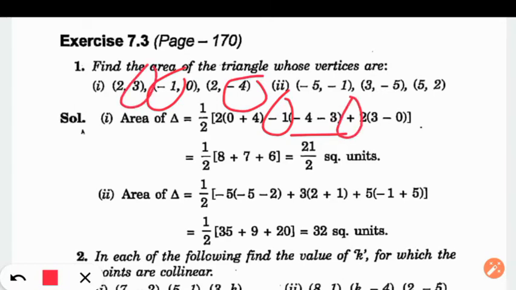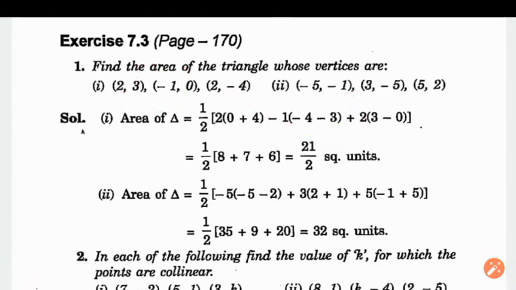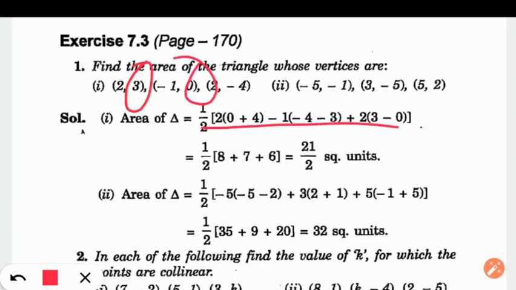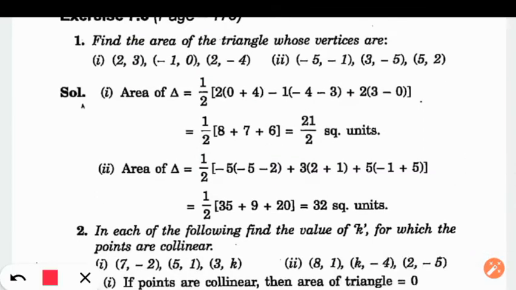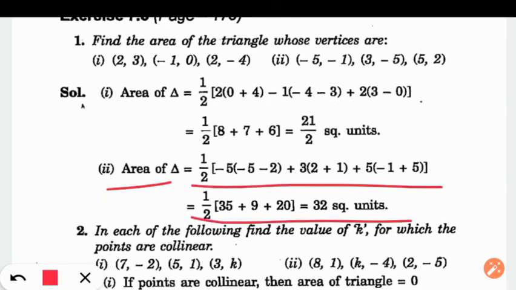Plus x3. Here x3 is 2, and within the bracket we must have y with suffix 1 and 2, because we are writing x3. So y1 minus y2 should be there, which is 0. After simplification we got 21 by 2 square unit. After finding the value of area, you need to write square units. I have done the same thing in question number 2: 3 vertices are given, the formula has been applied, and we got area as 32 square unit.